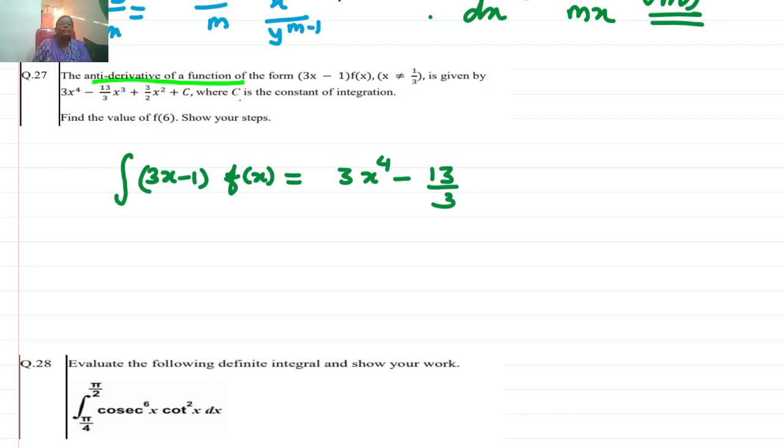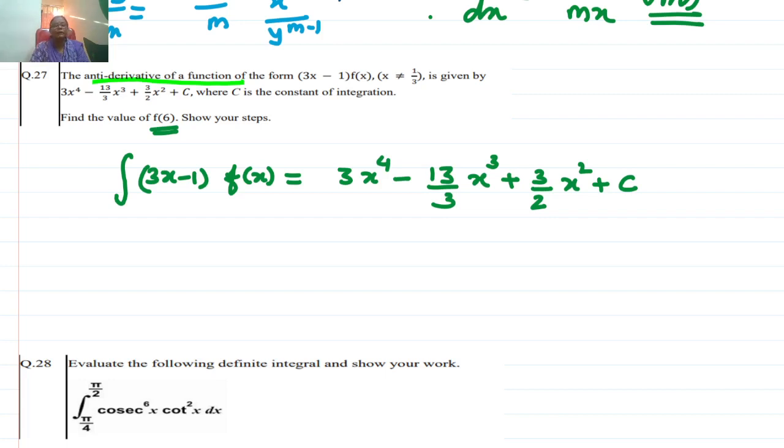Whatever is important, that's another thing you have to remind yourself. Whatever is important, please highlight it in the question paper so that you remember to take extra care when you work out the solution. Right? So this is the antiderivative. Antiderivative means integration of this. Now the question is, find the value of f of 6. f of 6 means you have to get the value of the function f(x). Now, how do we get the value of f(x)? From this statement.